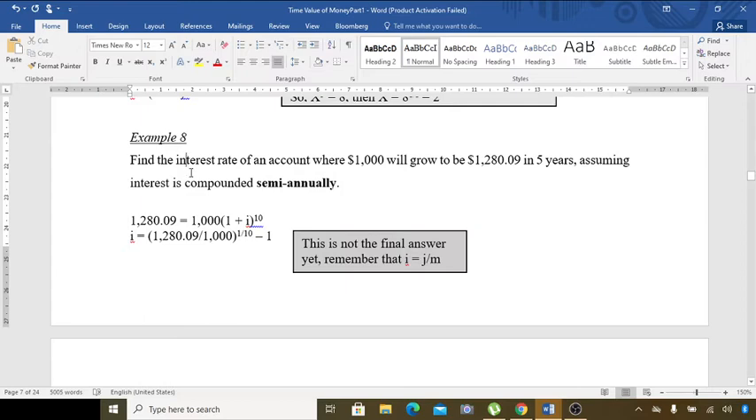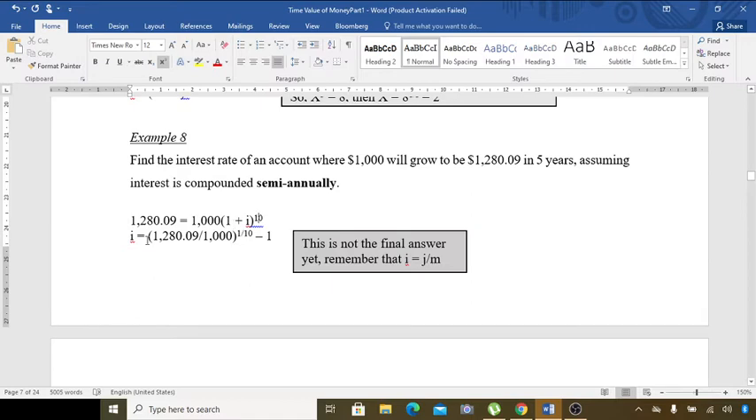So notice that if you face this kind of question, you just relax, remember the basic magic formula, and remember to identify which is your principal or present value, 1,000, which is your future value, 1280.09, what is your T, 5 years, and now you are solving for I. So rearrange as we have done here. So your future value equals your present value times 1 plus I to the power of 10.